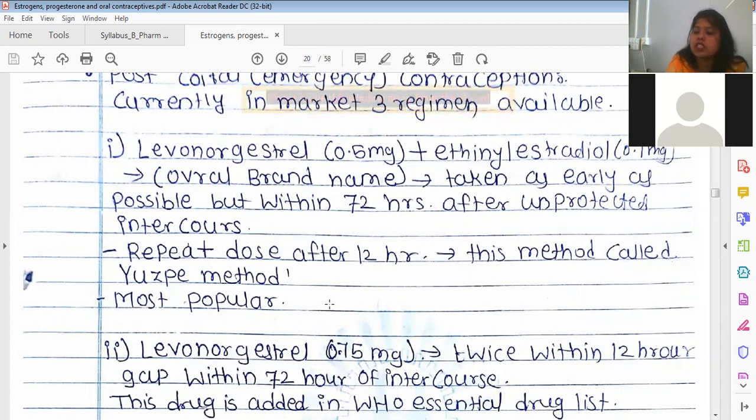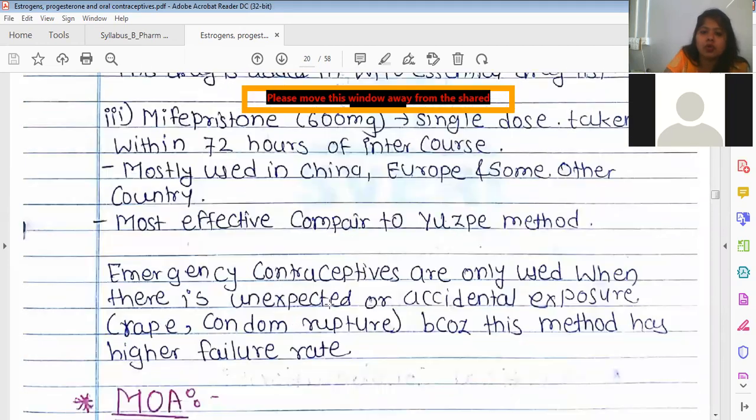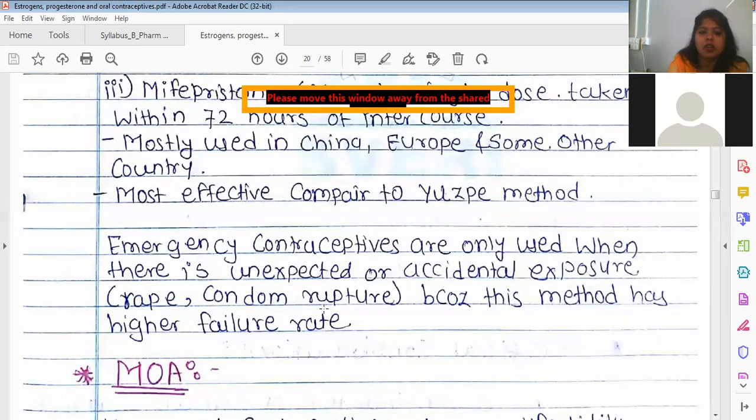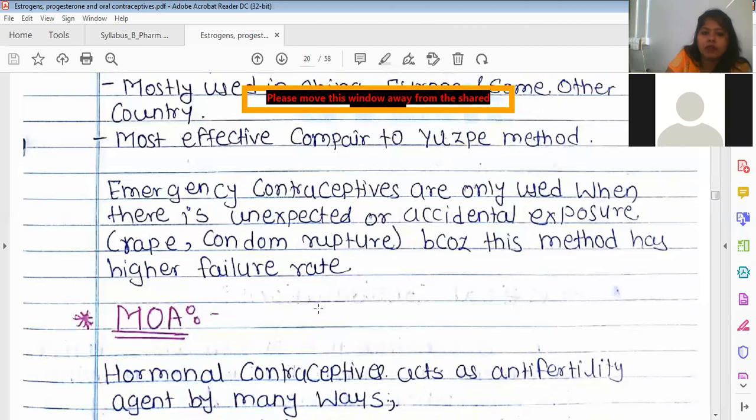Okay, once you take the emergency contraceptive, there is a 100% guarantee of development of cancer. So don't use the emergency contraceptive. It will be used only in unprotected or accidental exposure cases. Okay, so don't use that.